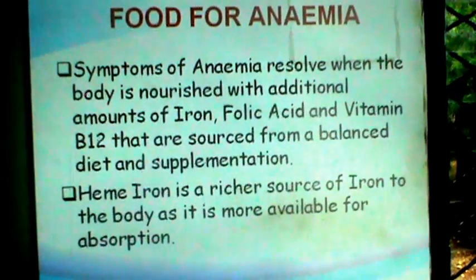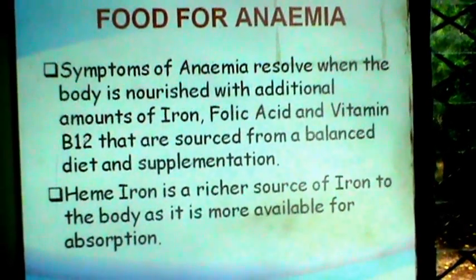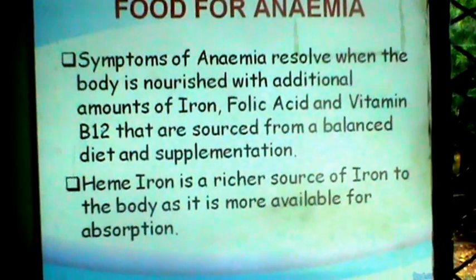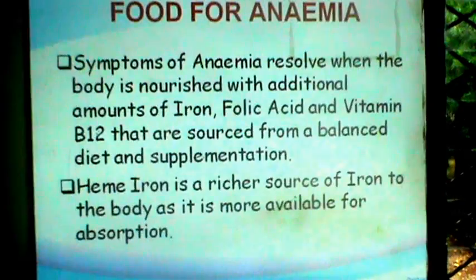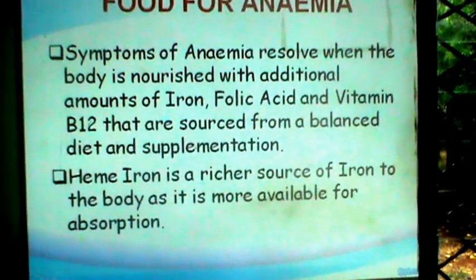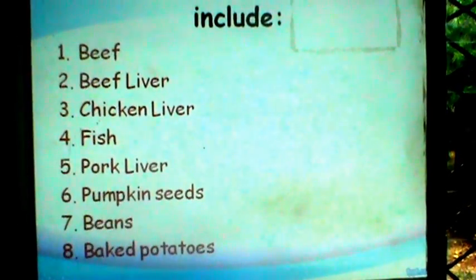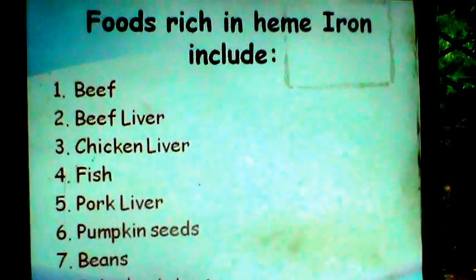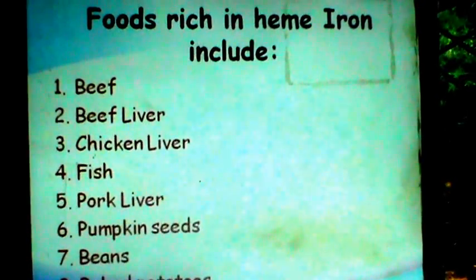Then we have to discuss the foods that are needed in order to overcome the challenges of anemia. The symptoms of anemia can be resolved when the body is nourished with additional amounts of iron, folic acid and vitamin B12 sourced from a balanced diet and supplementation. Iron from animal sources is a richer source of iron to the body as it is more available for absorption. The following are some of the foods that are rich in iron and which are recommended to every individual who has anemic conditions or symptoms.